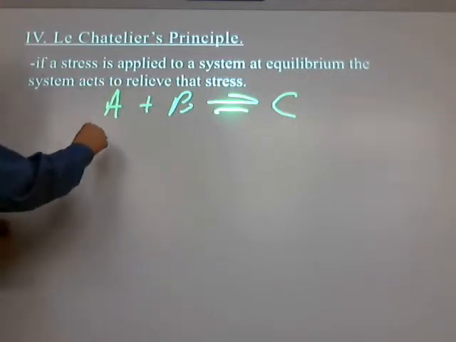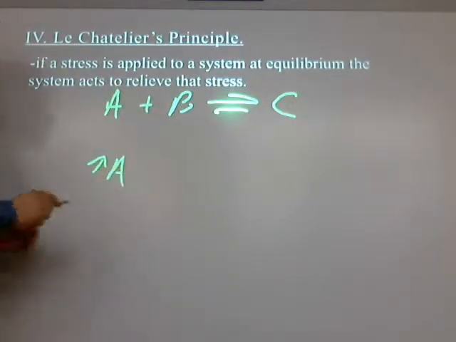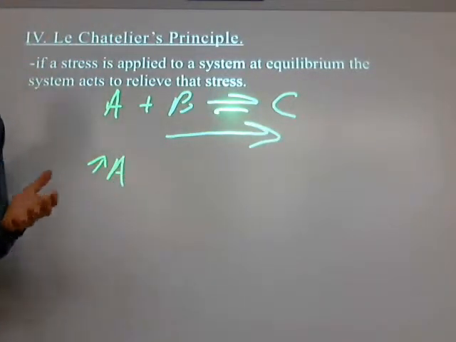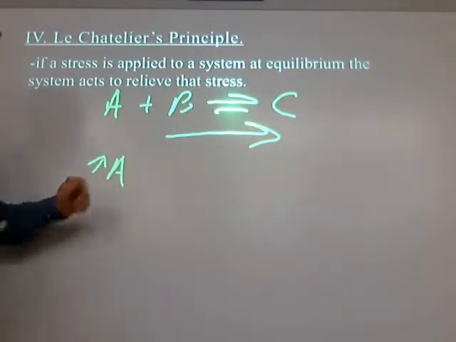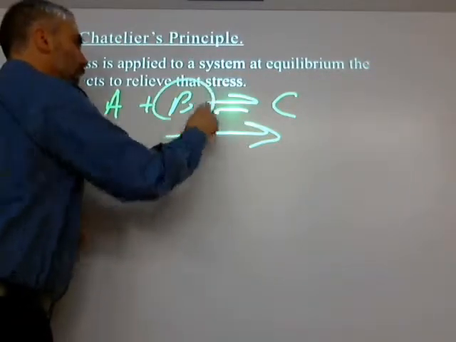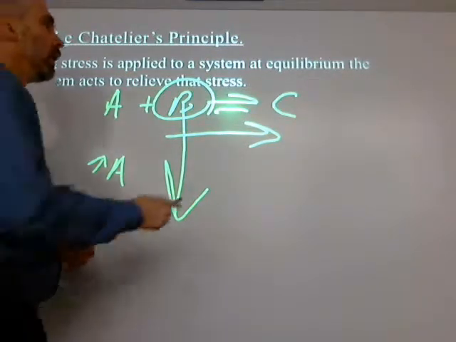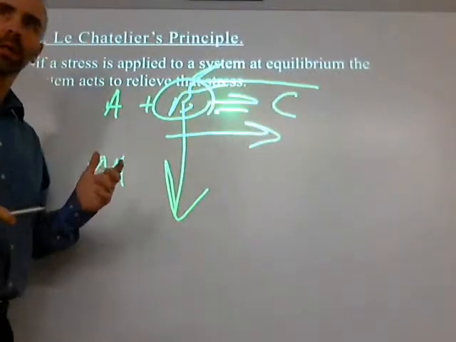If I were to add A to this container, which way is he going to go? He'll go forward, won't he? He'll try to get rid of the extra A I gave him. That's the stress. What if I were to take away B from this container? What would he do? He'd try to go reverse and replace B.